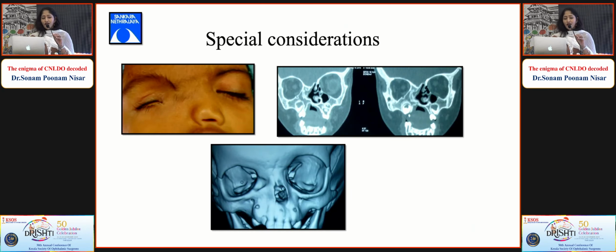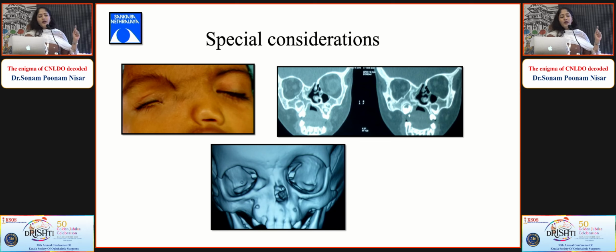Thank you so much. And I would like to actually mention this case scenario. It is a case of Tessier cleft with anophthalmia. And the child actually had a cataract in the other eye, which is the only seeing eye. So now what do you do in such scenarios?